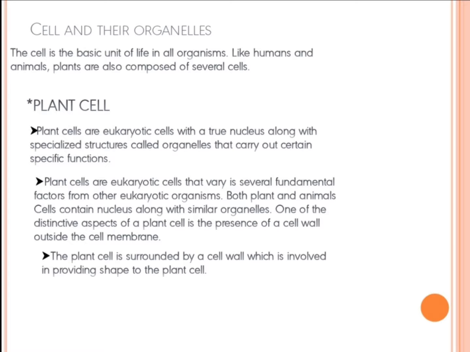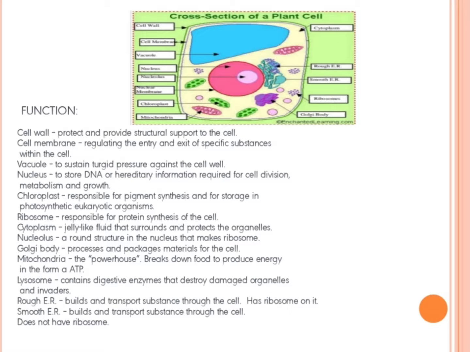Both plant and animal cells contain a nucleus along with similar organelles. One of the distinctive aspects of a plant cell is the presence of a cell wall outside the cell membrane. The plant cell is surrounded by a cell wall which is involved in providing shape to the plant cell. So let us proceed to the organelles of plant cells together with their functions.